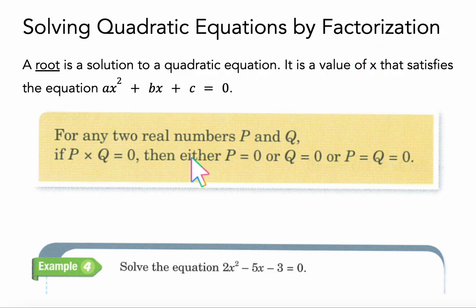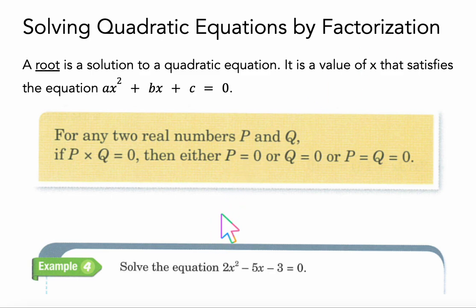So let's say we have two numbers that we're going to call p and q. If I multiply these two numbers, p times q, and I want to get 0, then either p can equal 0 or q can equal 0. Using that little shortcut, we can easily figure out what the roots of a quadratic equation will be.